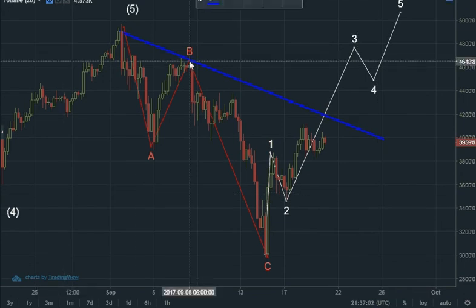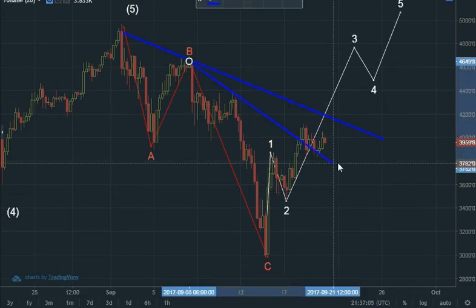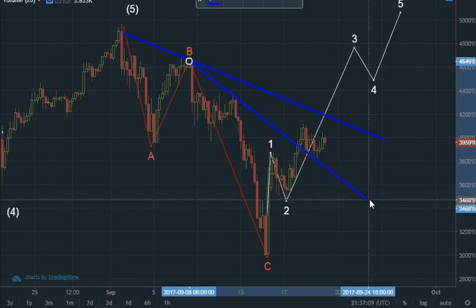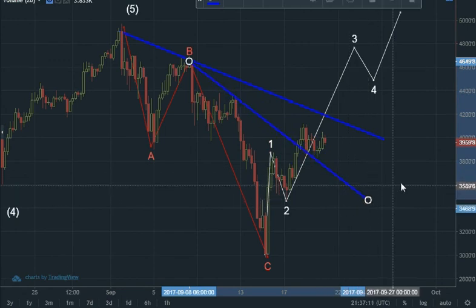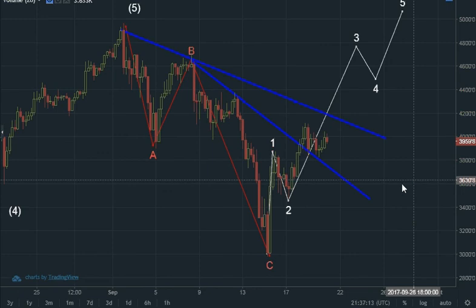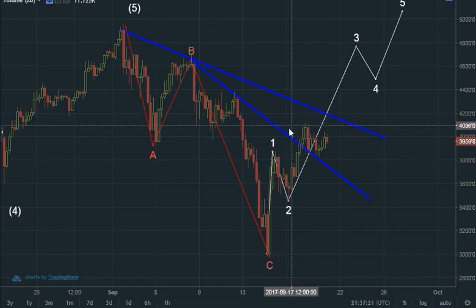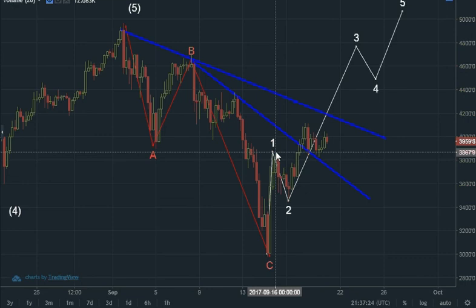Where else could I draw another resistance? Here's another resistance line. It breached the first blue line. Great. And in doing so, it gave me a newer, higher high compared to the top of wave 1.